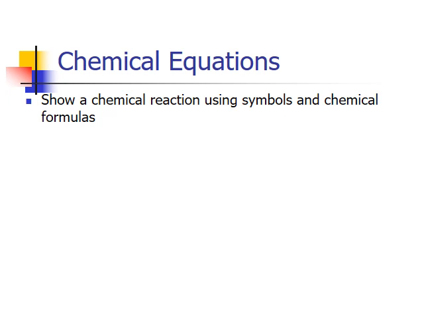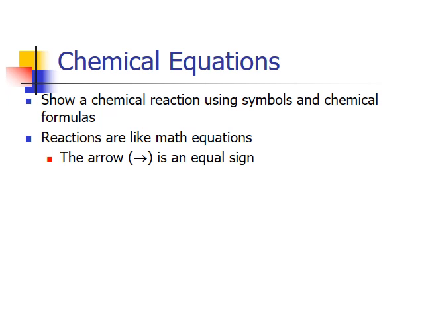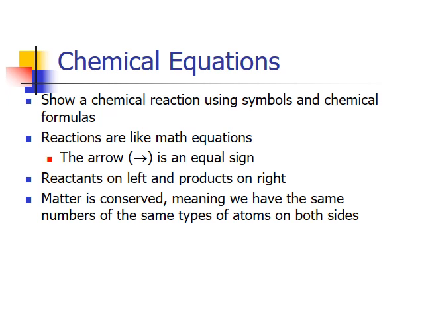A chemical equation displays a chemical reaction using symbols and chemical formulas. Reactions are a lot like math equations. There's an arrow in the middle, and we treat that just like an equal sign. We have reactants on the left and products on the right of that arrow.